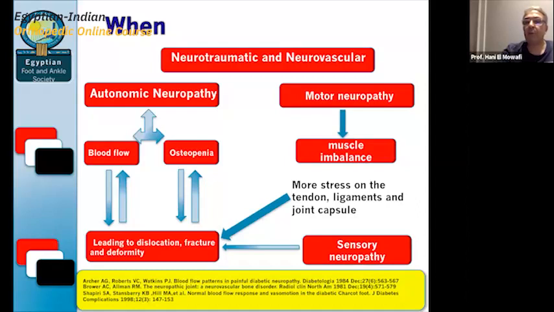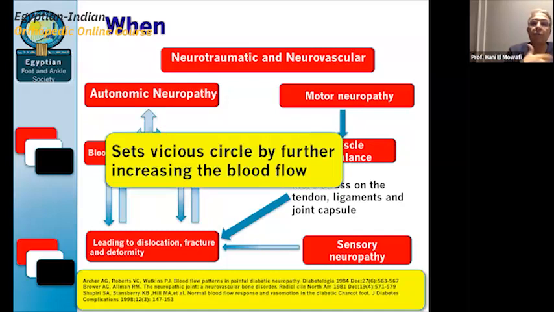And of course, the third neuropathic affection is sensory, which means an insensible foot, with dislocation or fracture, leading to more deformities, then ulcers, and it may also lead to osteomyelitis and amputation. And this is a vicious circle. Further increasing blood flow leads to fracture, dislocation, and osteoporosis.